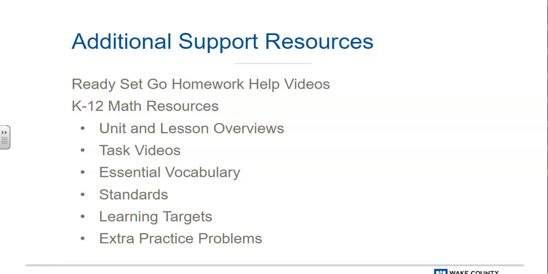The K-12 Math Resources website, which can be found on your school's website, includes additional support items such as unit and lesson overviews, videos overviewing the task, essential vocabulary, the North Carolina standards for each unit, learning targets for each lesson, and extra practice problems.